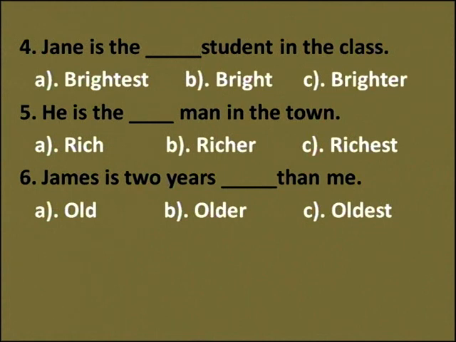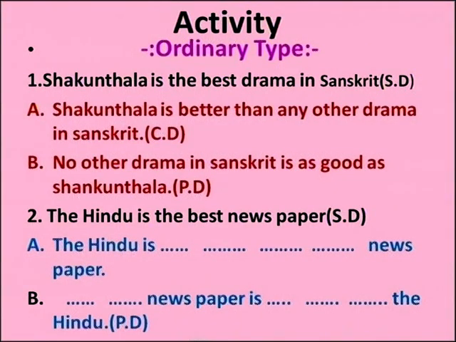Now, James is 2 years dash than me. Here, than is here. When than is here, what should we write? Yes, we should write comparative form. What is the comparative form? Yes, older. Now, activity 3. Listen here, friends, carefully. Ordinary type. Shakuntala is the best drama in Sanskrit. In which degree is this sentence, friends? Yes, it is in superlative degree. Now, we are going to change it to comparative and positive degree. Shakuntala is better than any other drama in Sanskrit.